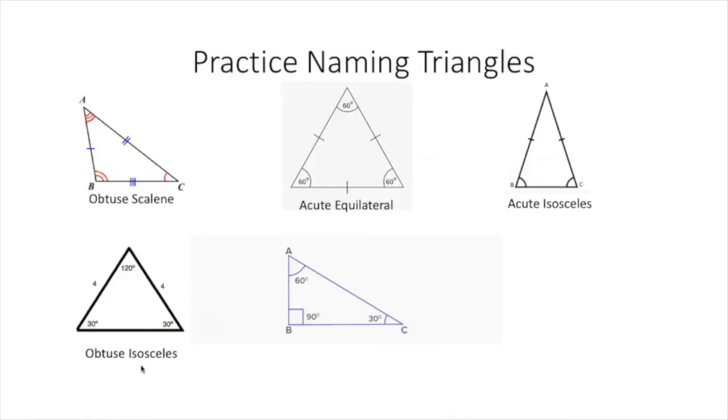And lastly, let's try this one. Go ahead and pause that video. This would be a right scalene triangle. You have your right angle there, and then all of these sides are different lengths.